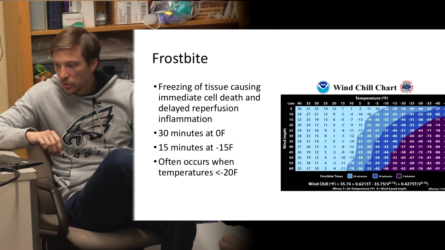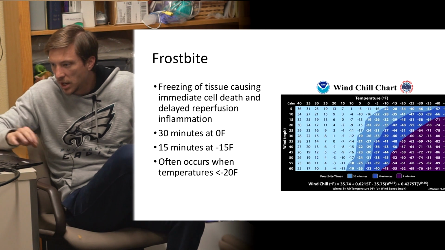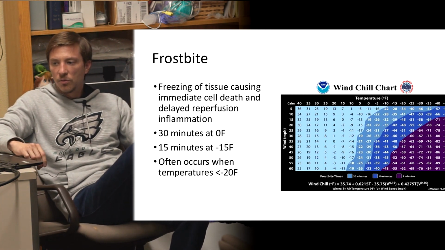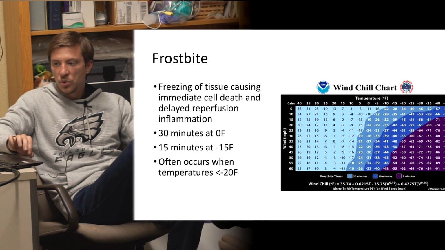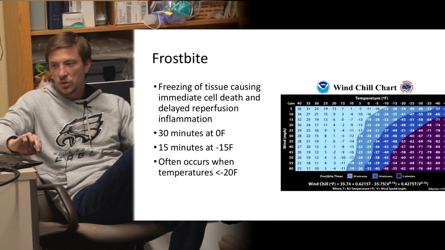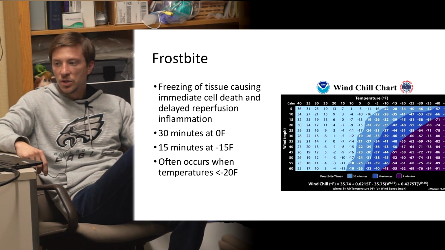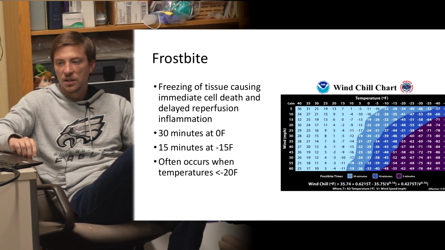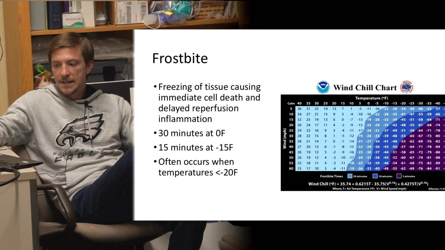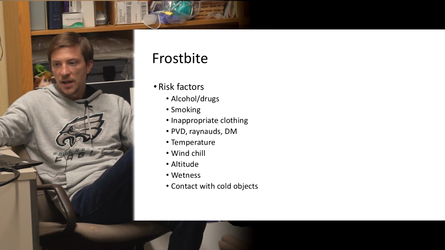So the National Weather Service, or the NOAA, whatever that group is, they put out this chart with the temperature and the wind chill, and how long you would have to be outside to get frostbite. The wind chill plays a significant factor as well. So not only the temperature in the air, but the wind chill as well. So, risk factors.